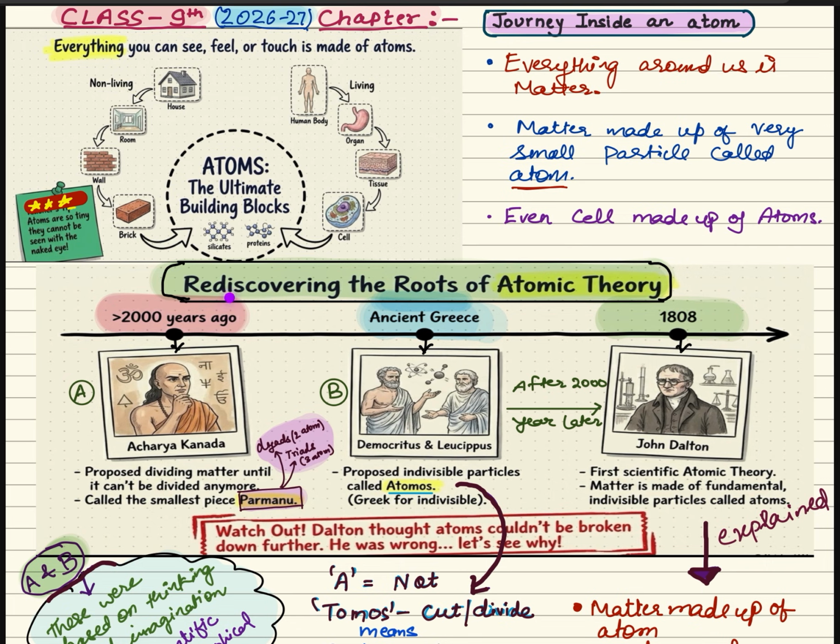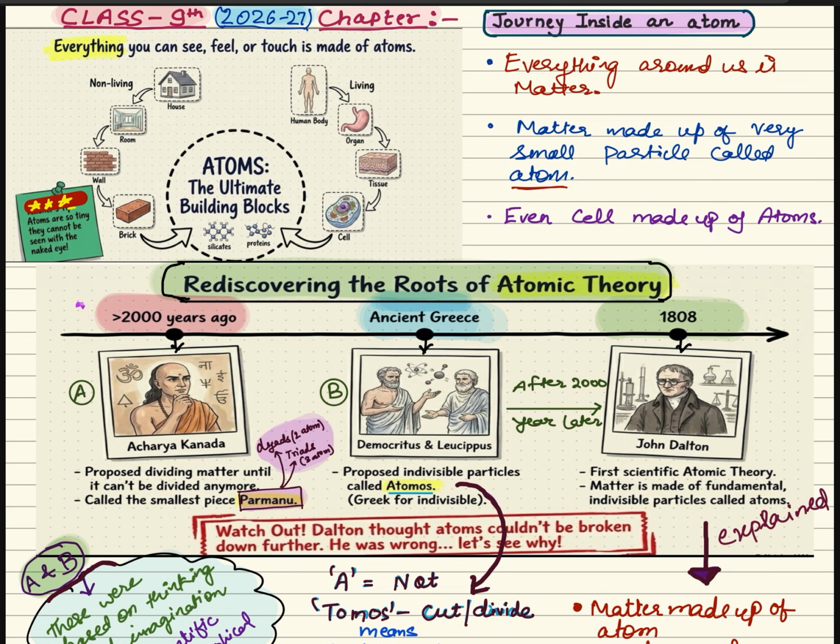Now, rediscovering the roots of atomic theory. What is the atomic theory? Before 2000 years ago, these three philosophers, you can say, they are not scientists, because their atomic theory was not based upon scientific knowledge or scientific facts. It was only based on their thinking and imagination.